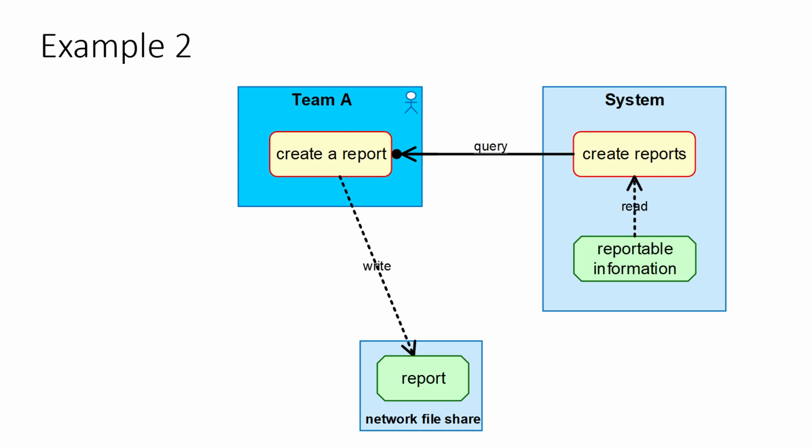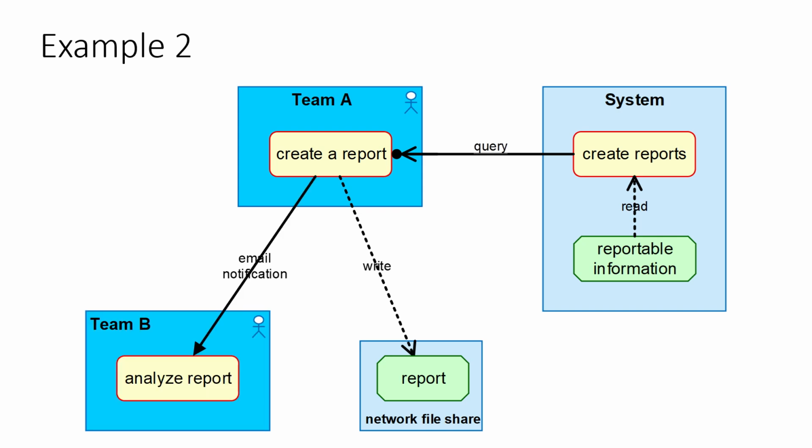The team, as part of their work, writes the report to the network file share. Team A emails Team B, notifying them that the report has been created and where to find it. This functional transfer triggers Team B to start analyzing the report. To analyze the report, Team B reads it from the network file share. Again, we have shown how information and behavior takes place across both IT systems and teams.